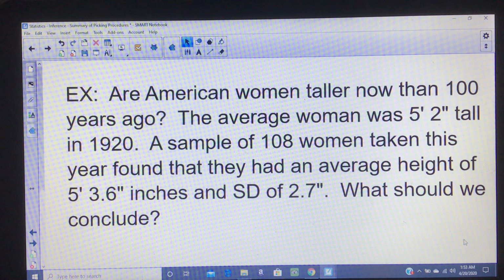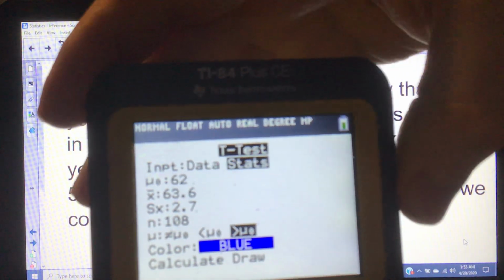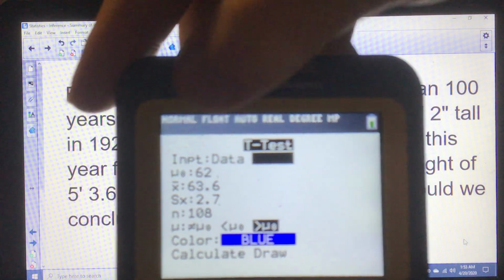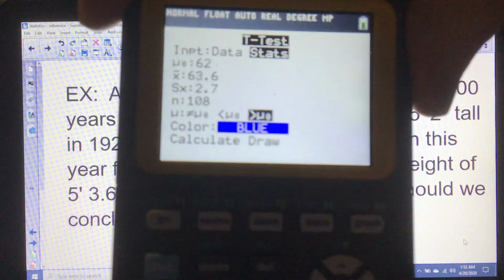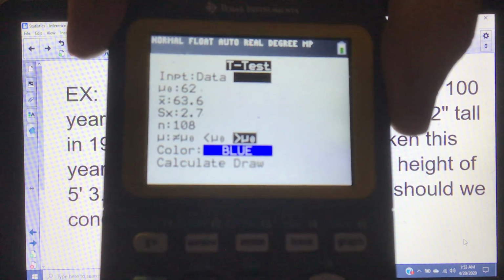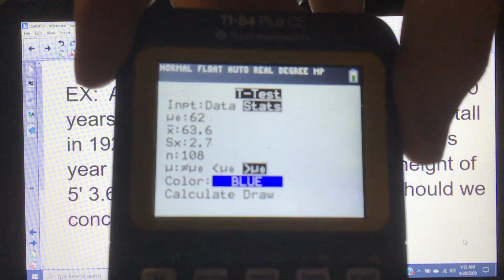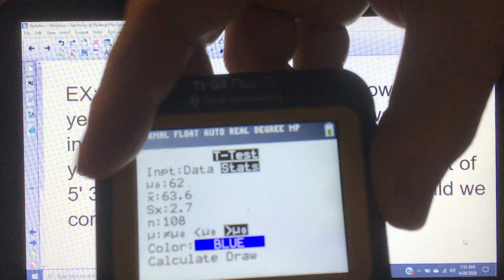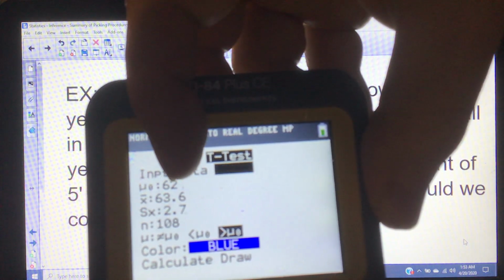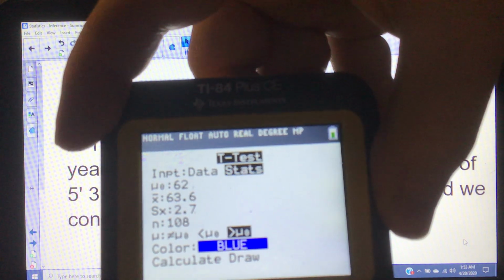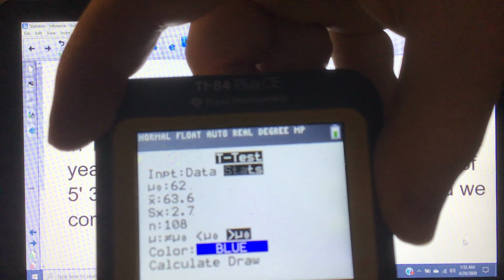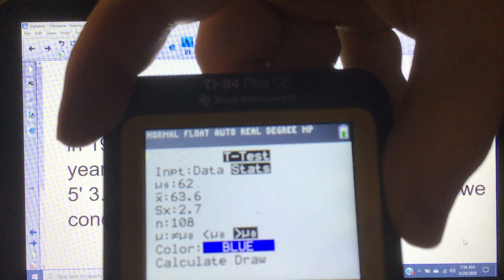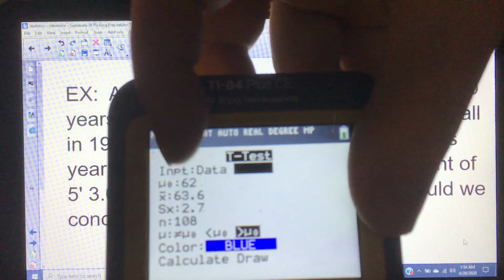When you do a test in the calculator, if it's means, you can always get a list of data to input in here, so you don't have to put all the stats. But I don't have the original list of data. I just have the stats. So what I did here is under stats, you need to put in under mu naught, right here, my finger is, mu naught is your null hypothesis. My null hypothesis is that women are 62 inches. So I can't really put in 5'2", so I'm going to convert to inches. So basically, if women are 5'2", they're going to be 62 inches.